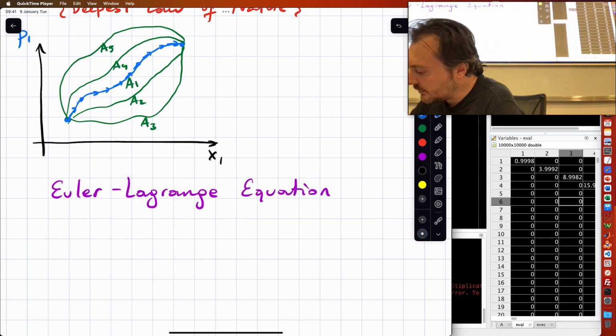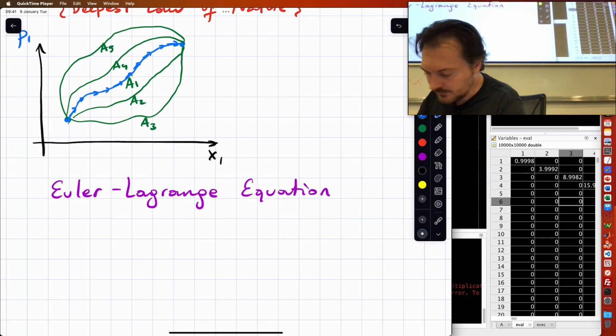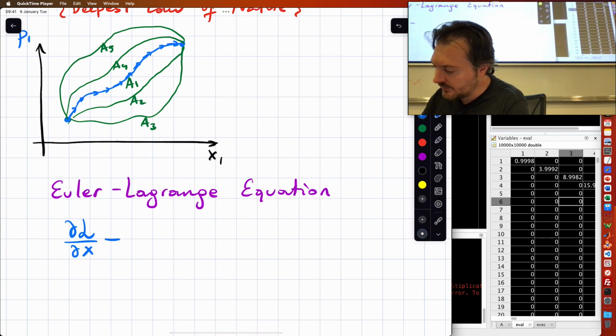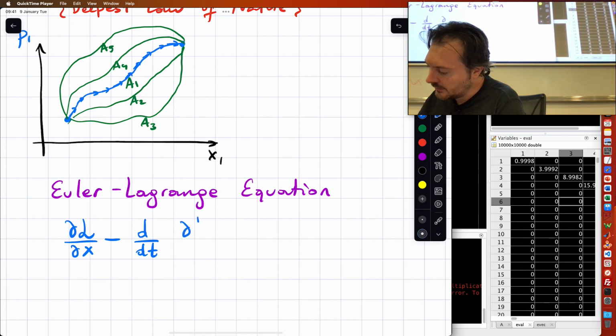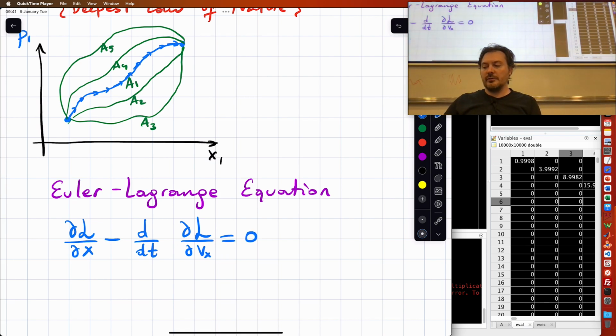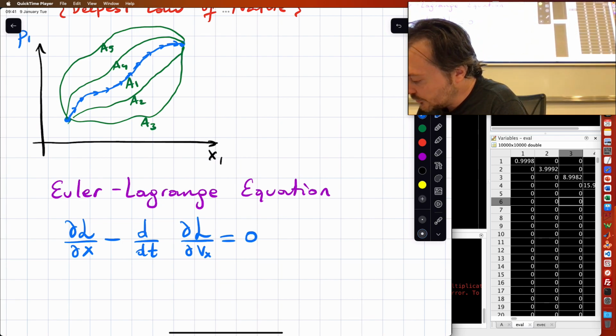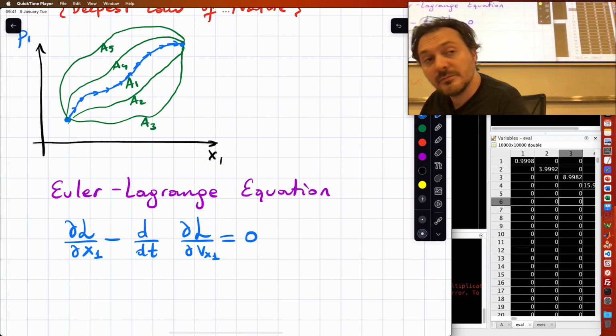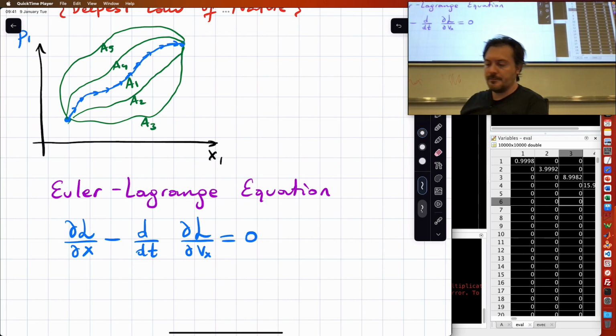And it turns out that the equation looks like this: del L over del x minus d over dt of del L over del v of x equals 0. I'm simplifying things. And this is true for each coordinate and for each particle. So the x coordinate of the first particle, then you will get this one. Do you understand? So each particle is following this.